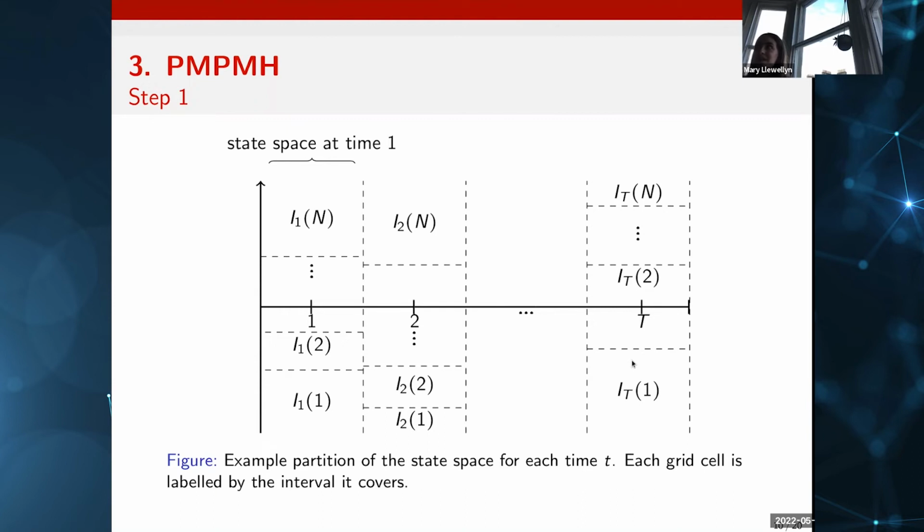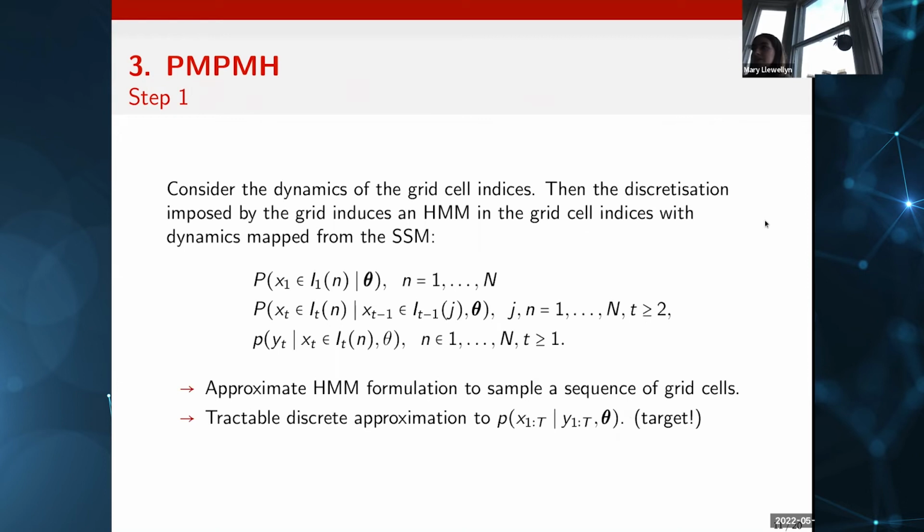Although it's a bit abstract because it's a grid across the time domain and the state spaces, this visually looks like a grid, right? So when I refer to the grid, this is what I mean. This is time, space, and we're gridding this. And once we've got that grid, we might observe that the state-space model has been reduced to a hidden Markov model in these grid cell indices.